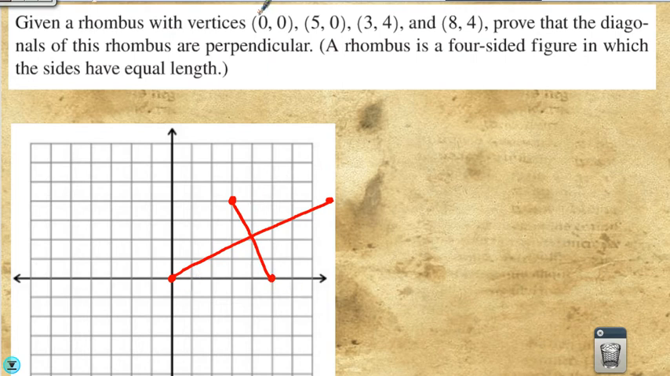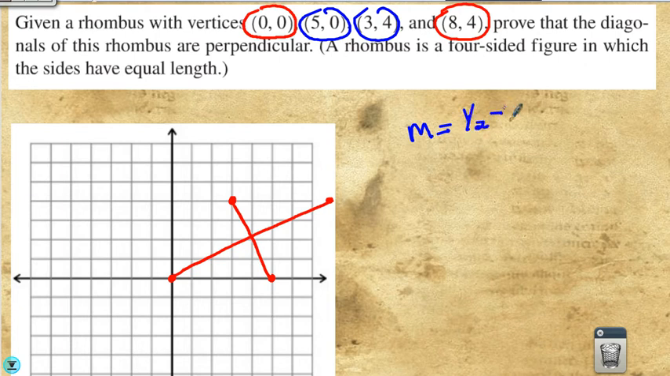One of my diagonals goes from 0, 0 to 8, 4. My other diagonal goes from 5, 0 to 3, 4. And let's do that in our head. Here's your formula for slope. Again, if you don't have it written down, y2 minus y1 over x2 minus x1. The second y minus the first y.